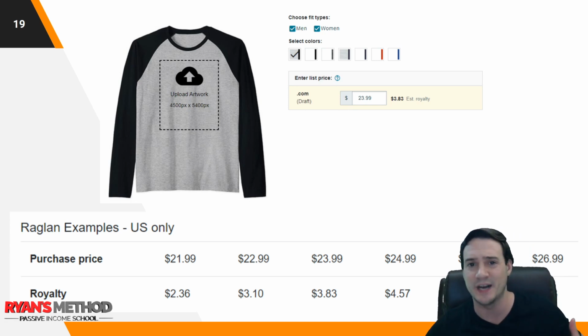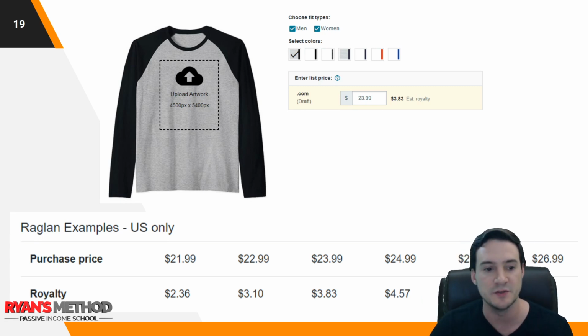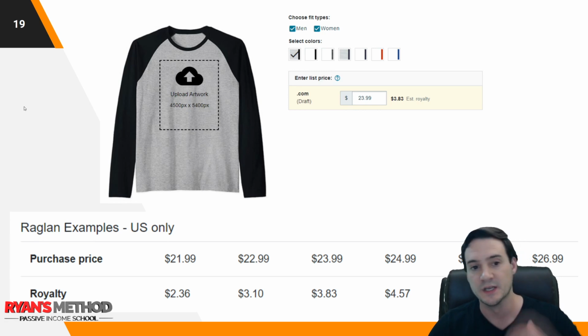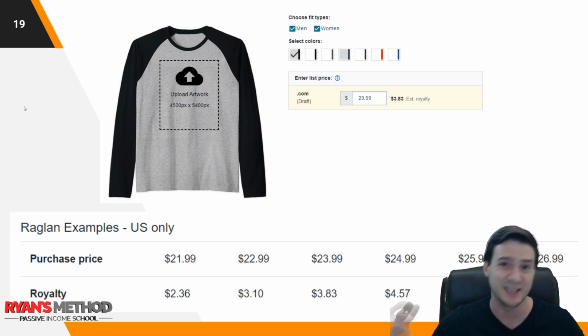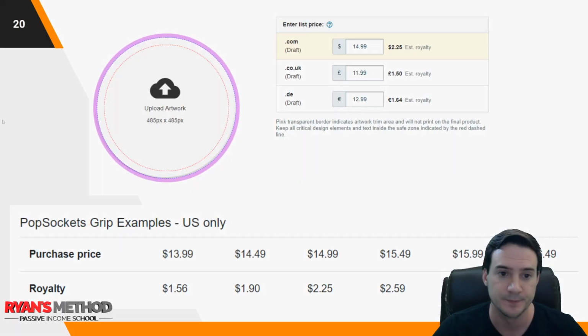So I don't sell a ton of Raglan. You can still upload a design that's optimized for dark background on them, but it doesn't look that great. So in my opinion, you'd have to go a little bit of extra effort, optimize your design to look good against a lighter background, and then upload it to all those colors across the board.